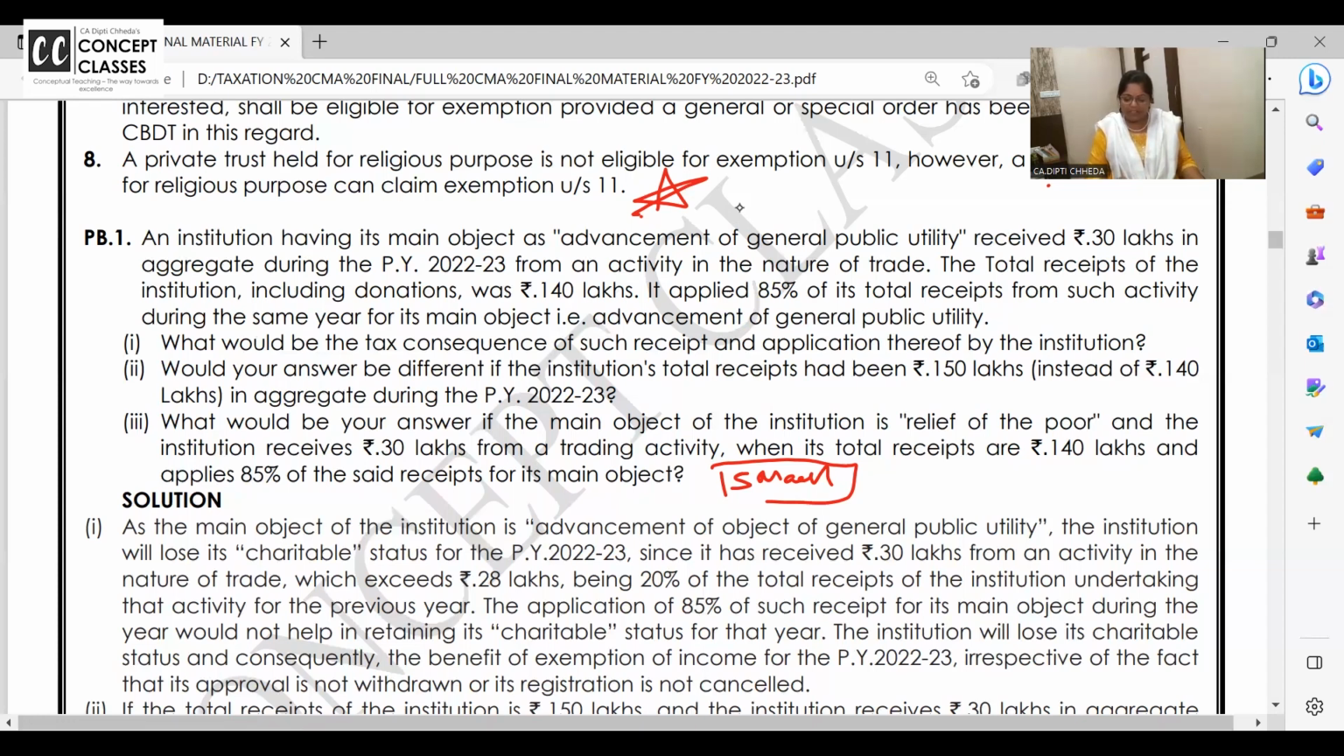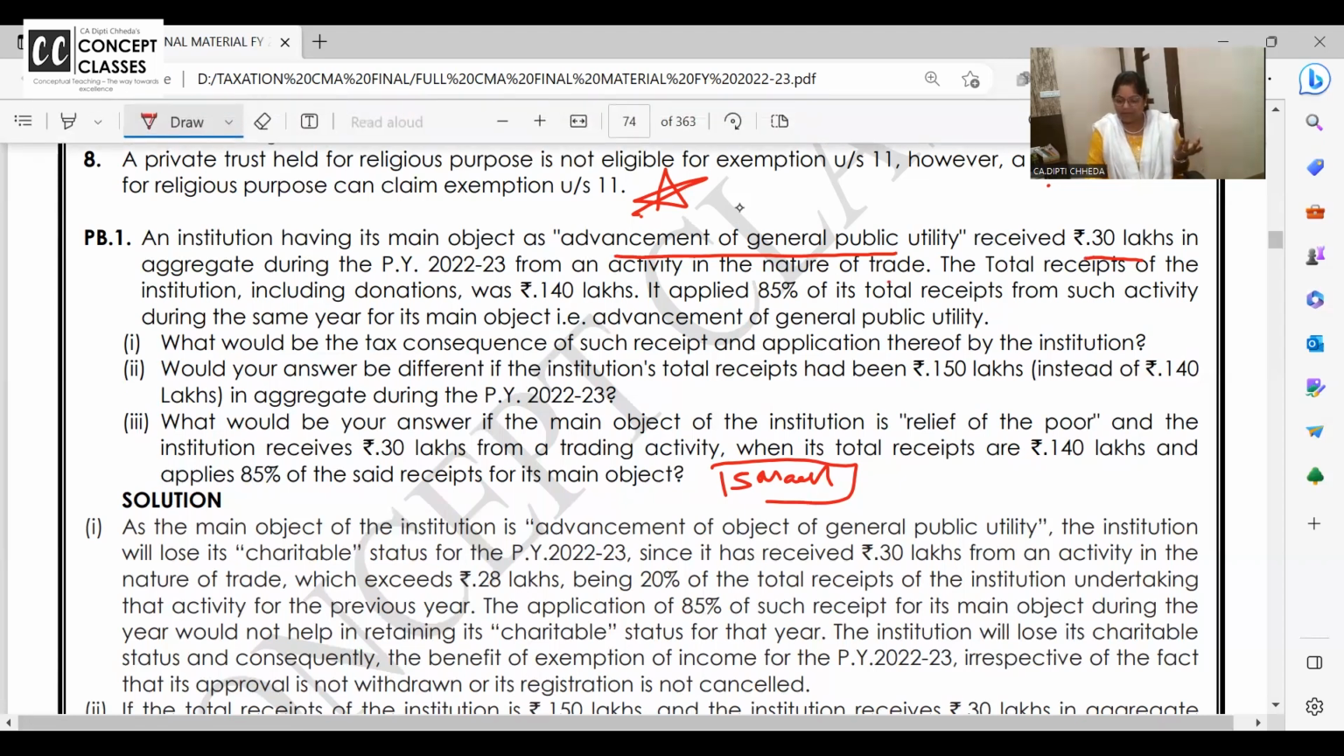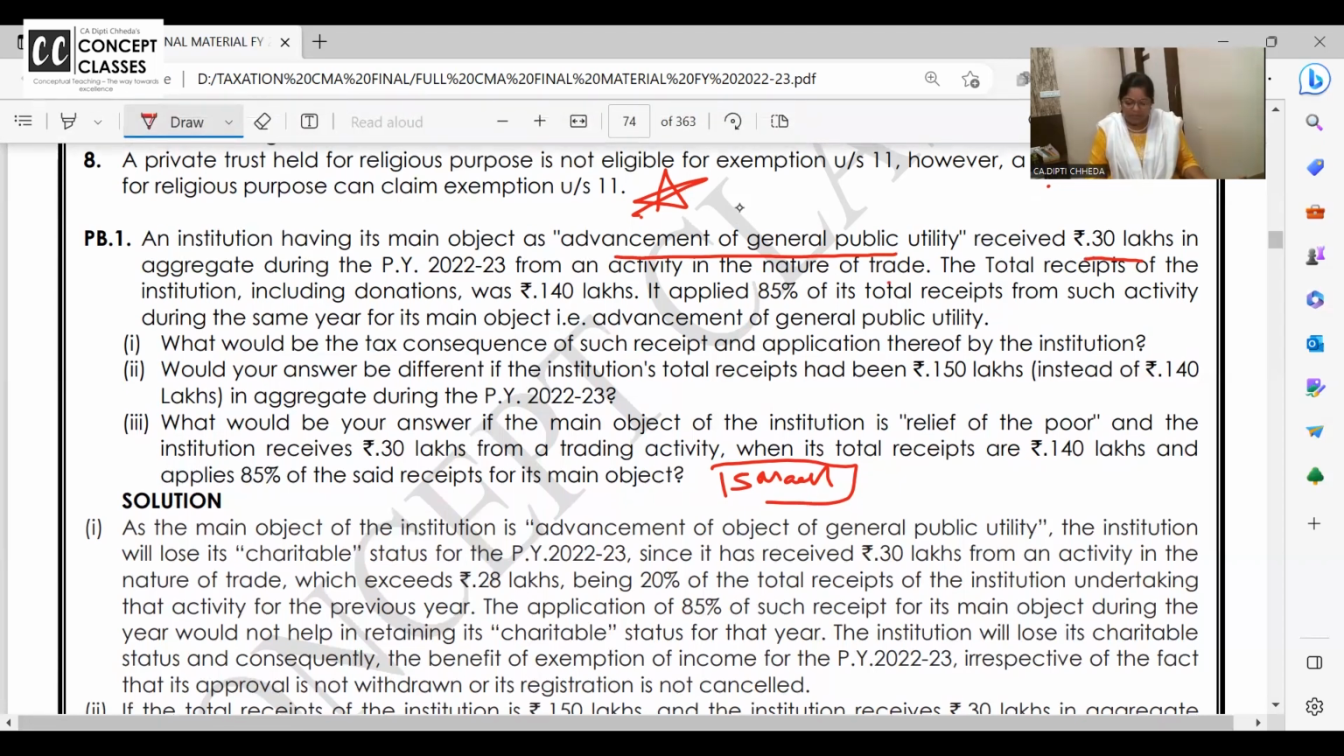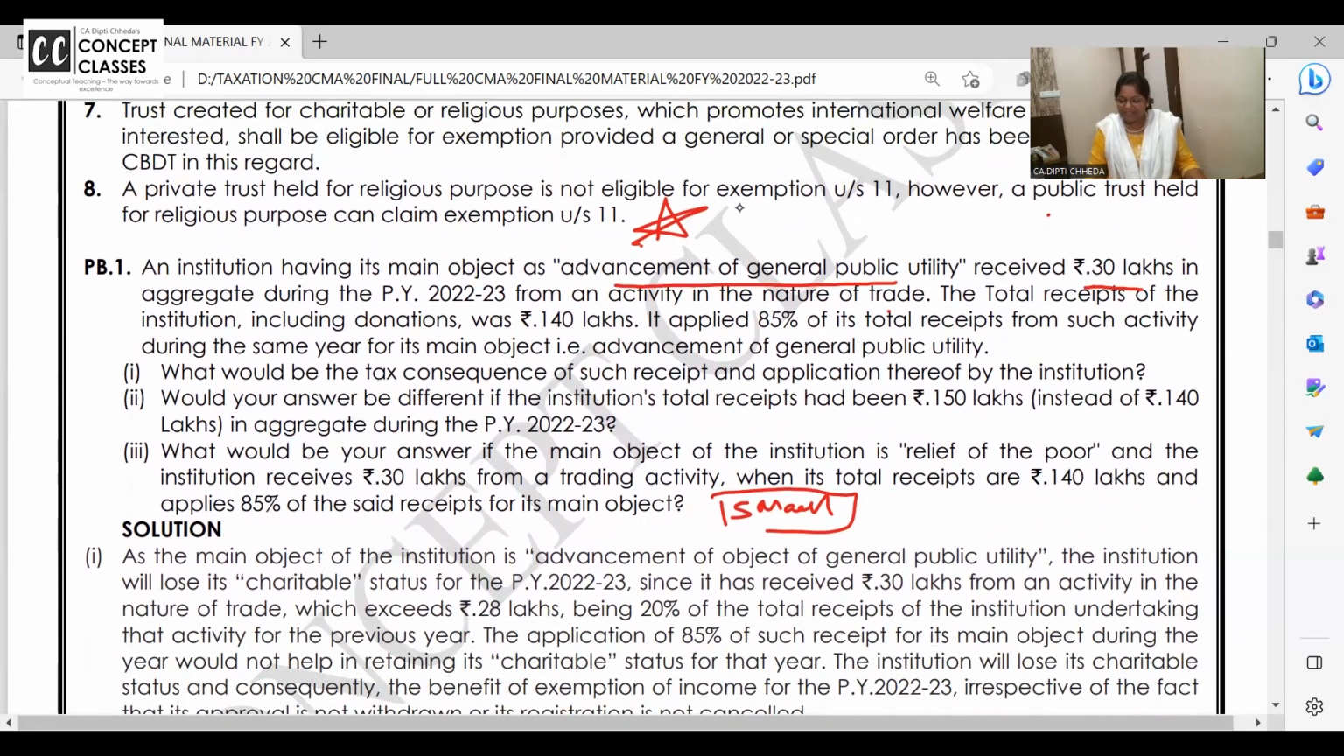An institute having its main object as advancement of general public utility received 30 lakhs from an activity in the nature of trade. You have to answer this. Total receipts of the trust including donations, our donations are like voluntary income, 140 lakhs, yes. It applied 85% of the total receipts from such activity during the same year for the main object. Okay. What would be the tax consequence of such receipt and application thereof?